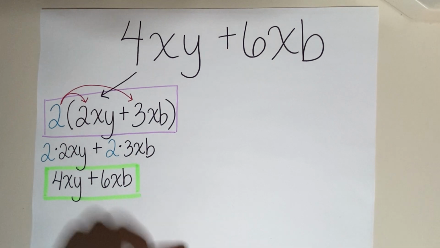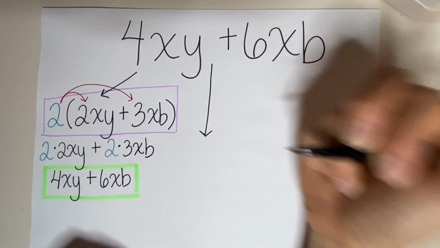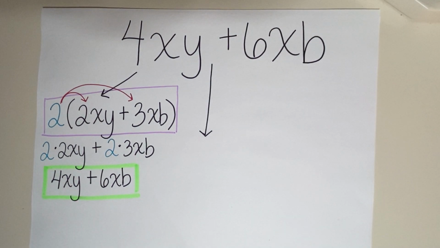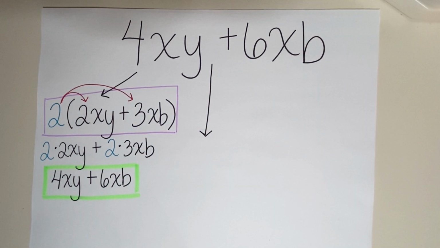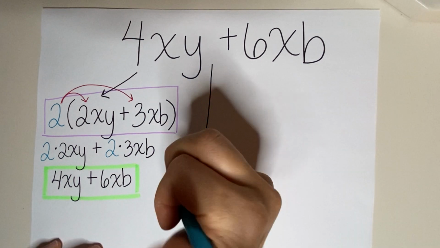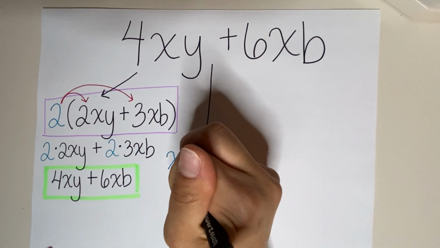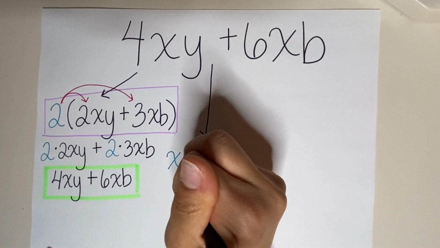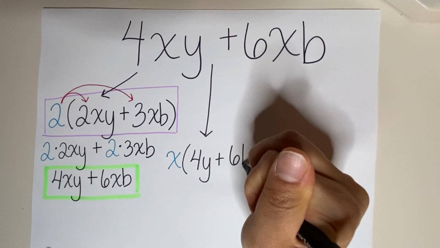Okay. Well, I said there are 3 ways to do this. So let me show you another way. So draw it right here. Similar to how we did this one where we asked, well, what do these have in common and what can I take out? I look here and I'm seeing, oh my goodness, both of them have the variable x. Let me take out the variable x. So I take out the variable x. That will leave me with 4y plus 6b.